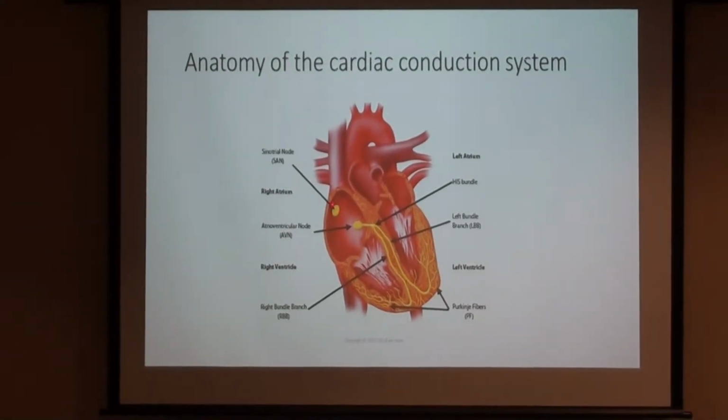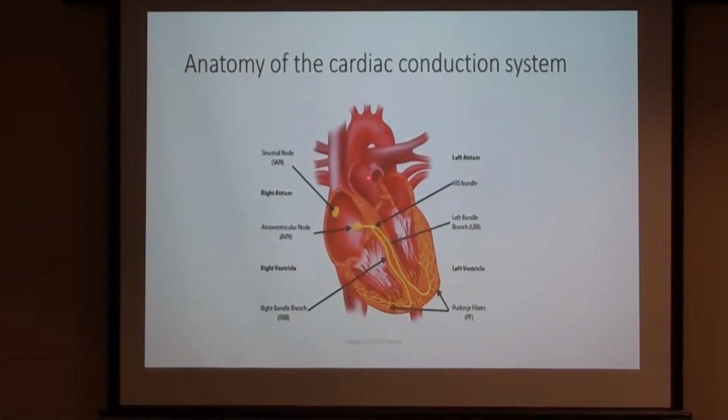After an impulse is generated at the SA node, it propagates through both atria. There are no particular specialized conduction cells throughout the atria. The impulse just sort of propagates through the atrial tissue like a pebble in a lake, like a wave after a pebble in a lake.